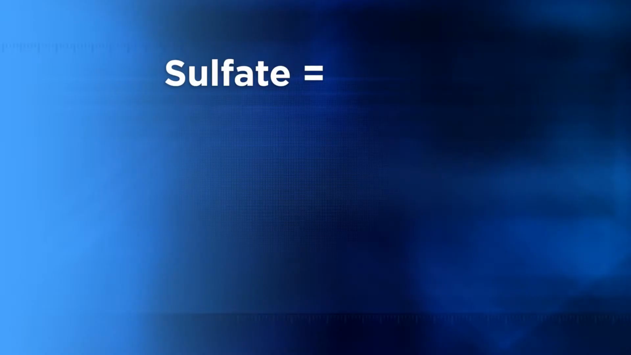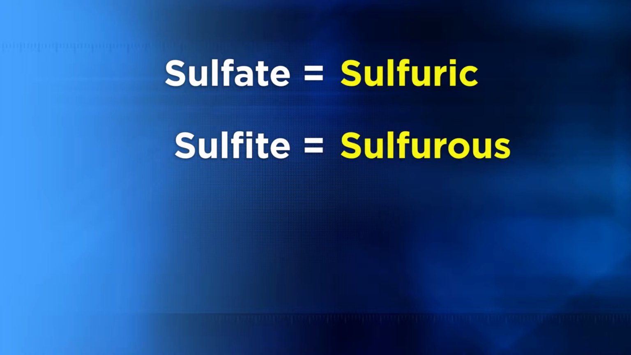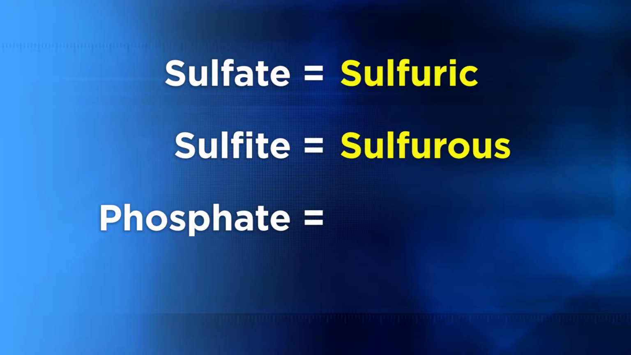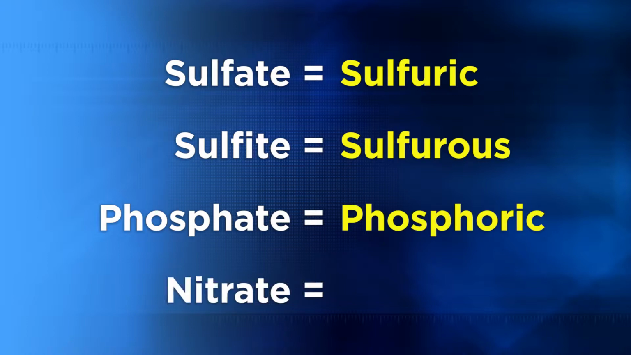You might have noticed that sulfate and sulfite become sulfuric and sulfurous acids. For certain polyatomic ions, we have to add back a syllable to name the acid. Phosphate is another example. It becomes phosphoric acid. But for other examples, like nitrate to nitric acid, we only have to add the ending. It takes some practice, but you'll get the hang of it.